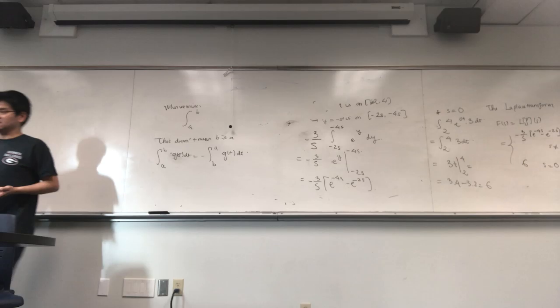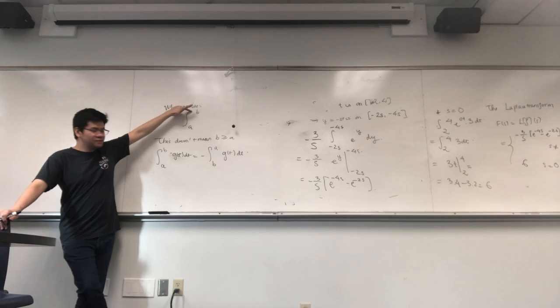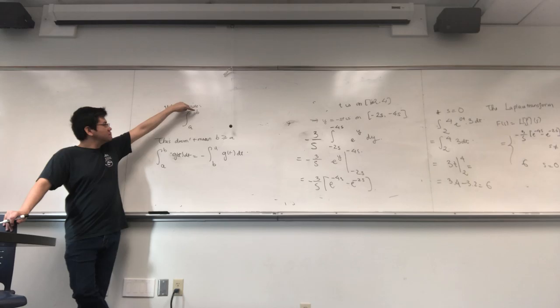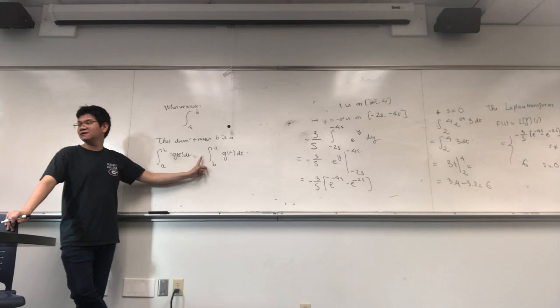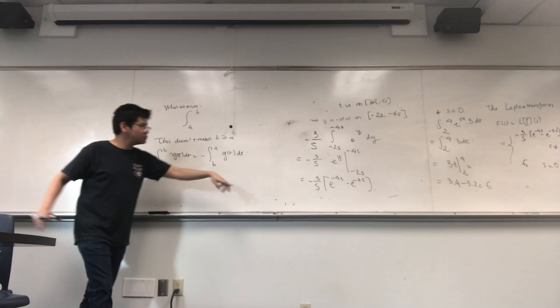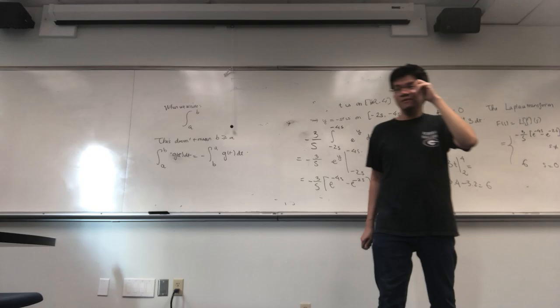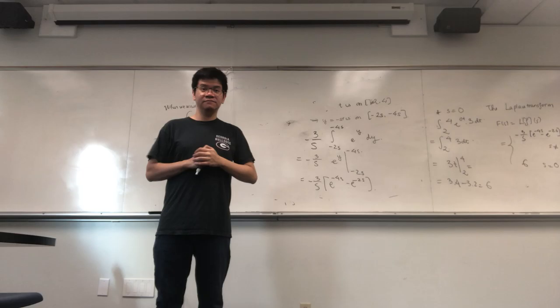So when you write an integral from A to B, this doesn't mean that the upper limit is bigger than the lower limit. You can just change the limits by adding a minus sign to the integral, right? So here we don't have to worry whether minus 4s is bigger or minus 2s is bigger, right? It's clear. Other questions? It's good. All right.